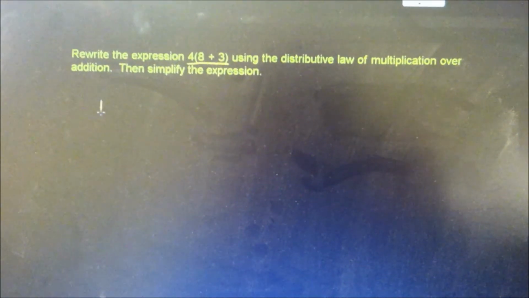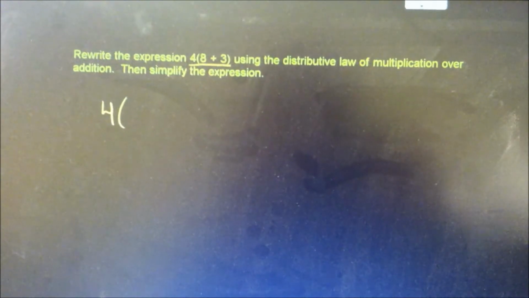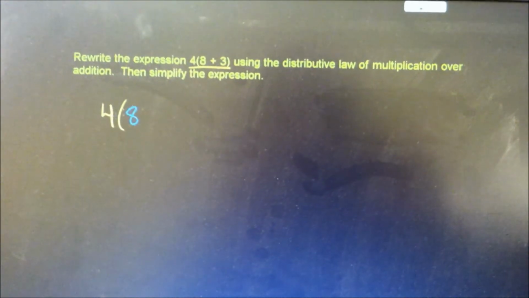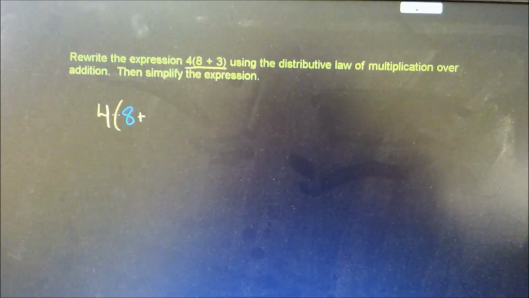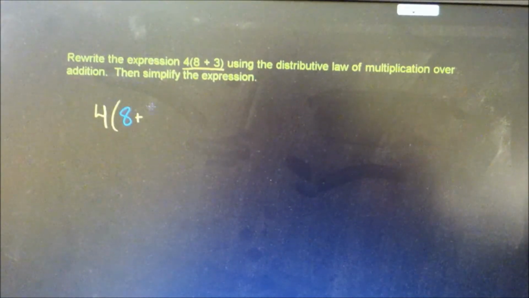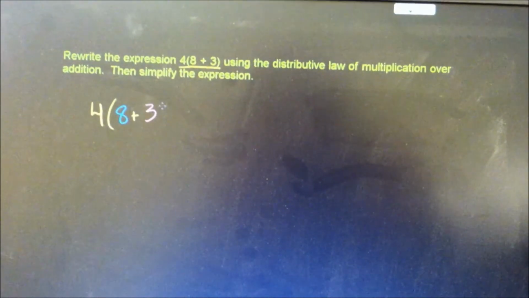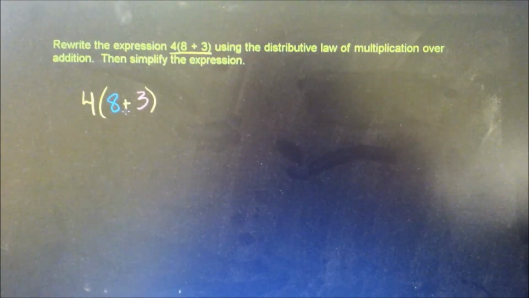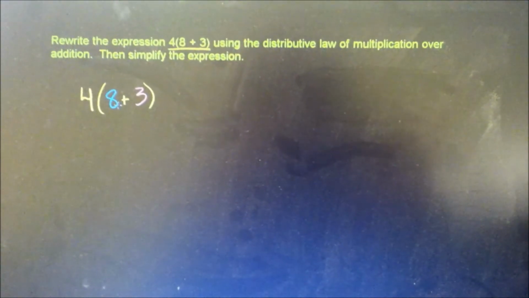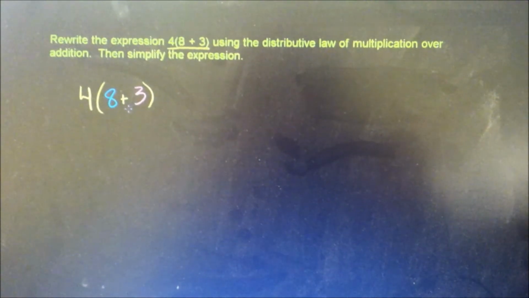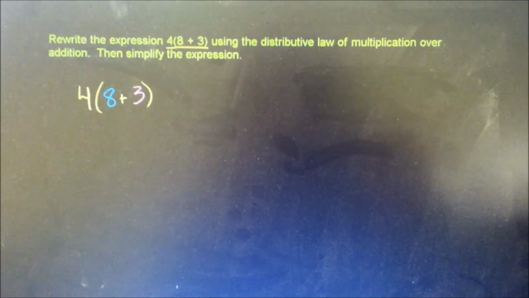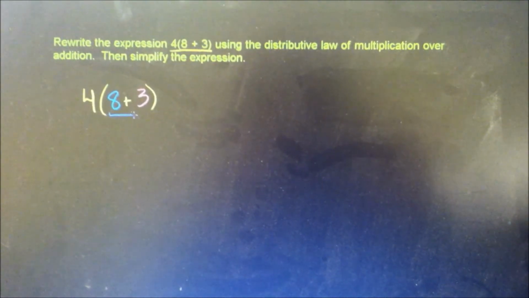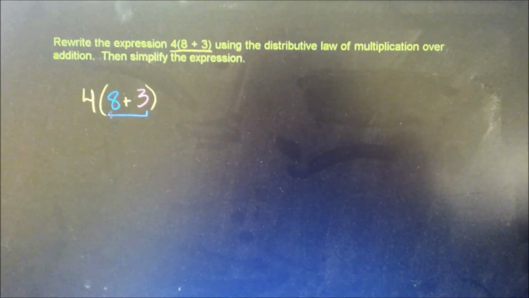So we have 4 times, in parentheses, 8 plus 3. Now there's two ways to do it. Normally when you have parentheses, your inclination is, well, let me just evaluate what's in the parentheses first and then worry about what's outside of the parentheses. And we can do that fairly easily here. We can evaluate what 8 plus 3 is. 8 plus 3 is 11.